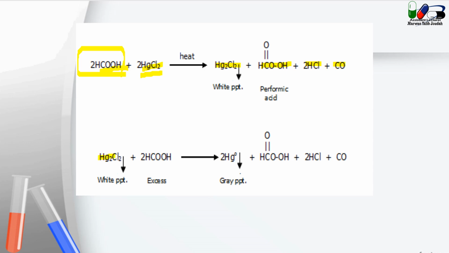The same Hg2Cl2, a white precipitate; with excess of the carboxylic acid, it will give us a gray precipitate, which is the mercury, in addition to the carboxylic acid, formic acid, HCl and Cl.